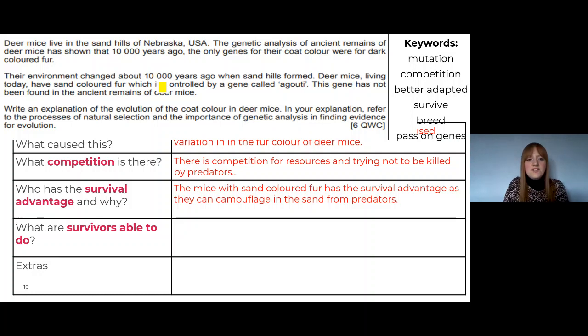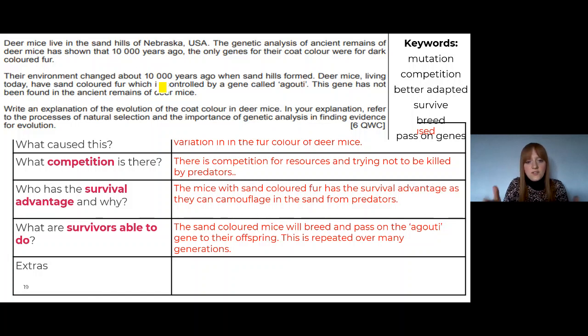So what can survivors do? The sand-coloured mice will breed and pass on the new mutated gene to their offspring, and then this is repeated over many generations. And that would give you the majority of the marks for this question. But it's important that when you answer GCSE questions, you account for all parts of the question. And this one wants you to make some reference to the idea of genetic analysis.